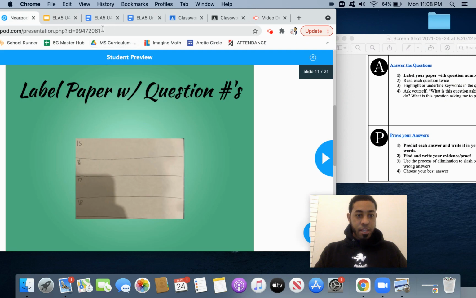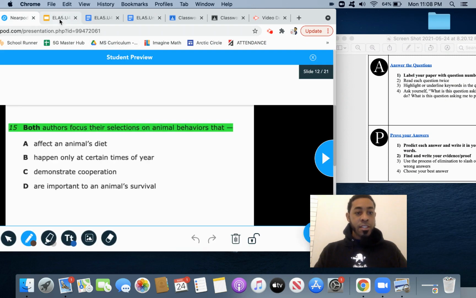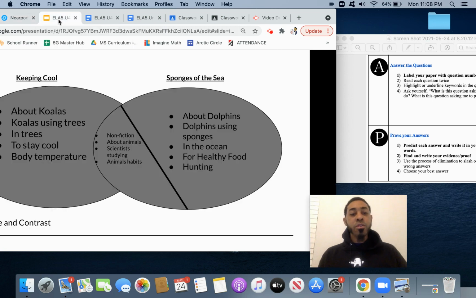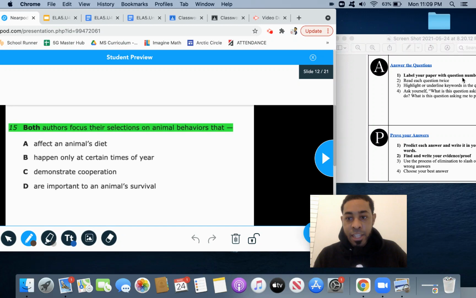Awesome. And so what we're doing here is for my compare and contrast, notice how I kept my Venn diagram right there. And so we're going to be using this to answer our practice question number 15. All right, so label your paper with questions. Did that. Read each question twice. Well, let's read it. Both authors focus their selections on animal behaviors that, one more time, both authors focus their selections on animal behaviors that, okay?